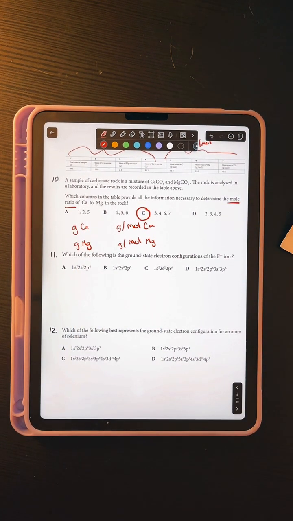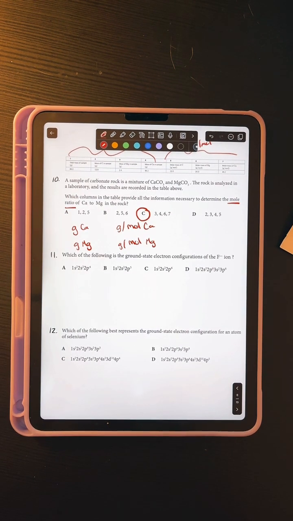Taking a moment just to catch my breath. It's a lot of talking on my part.